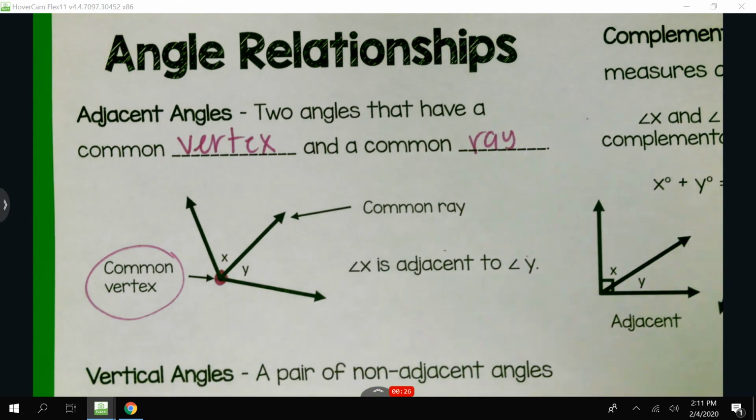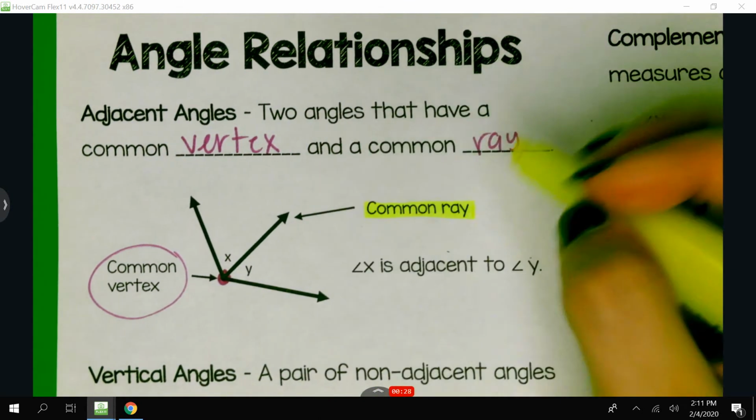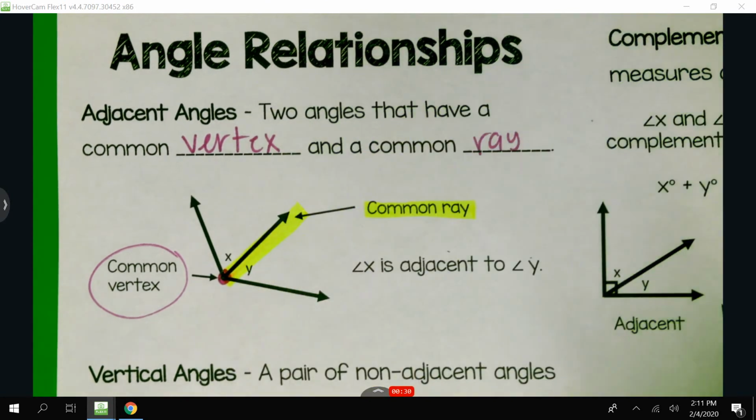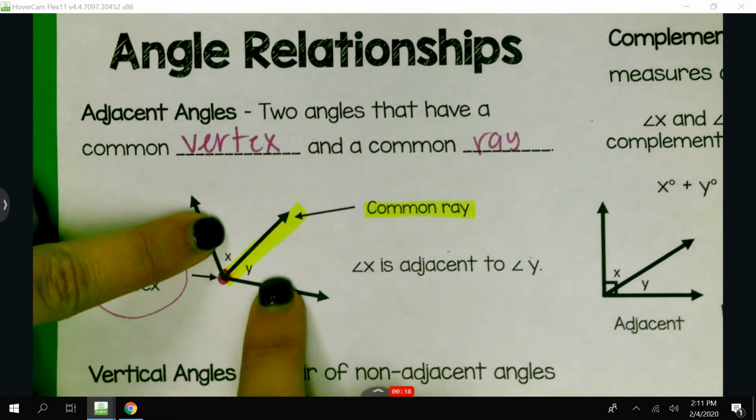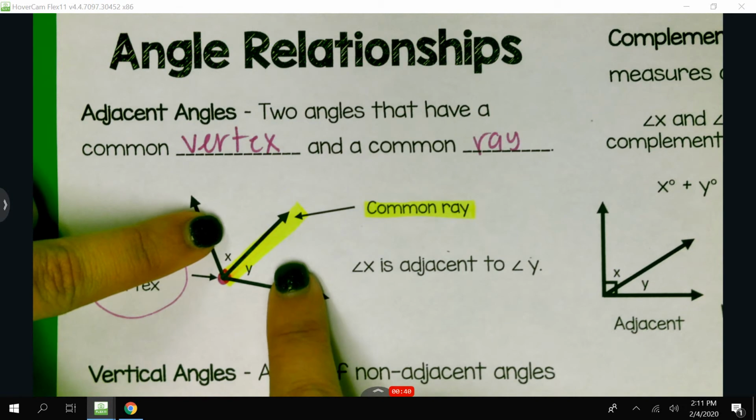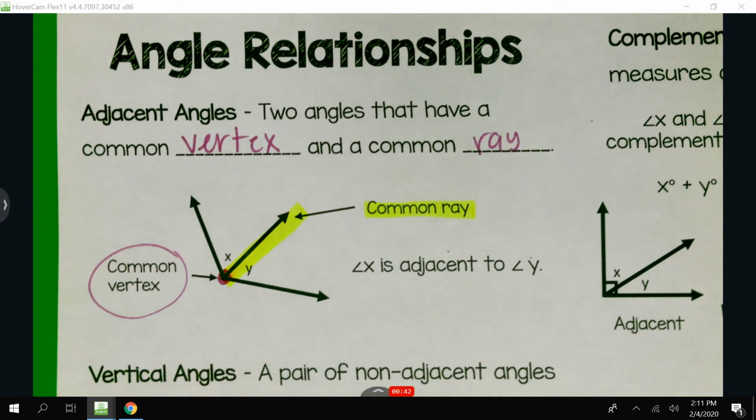This common ray is that middle ray that both angles share. Okay, so it's basically kind of dividing both of those angles in two. So that means that angle X is adjacent to angle Y, and then angle Y is also adjacent to angle X. Okay? You don't know anything about those measures, you just know that they're side-by-side angles.